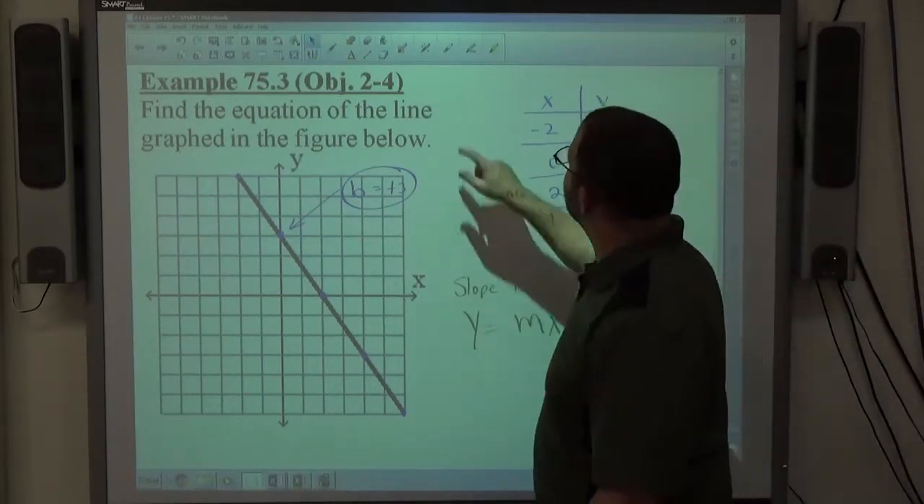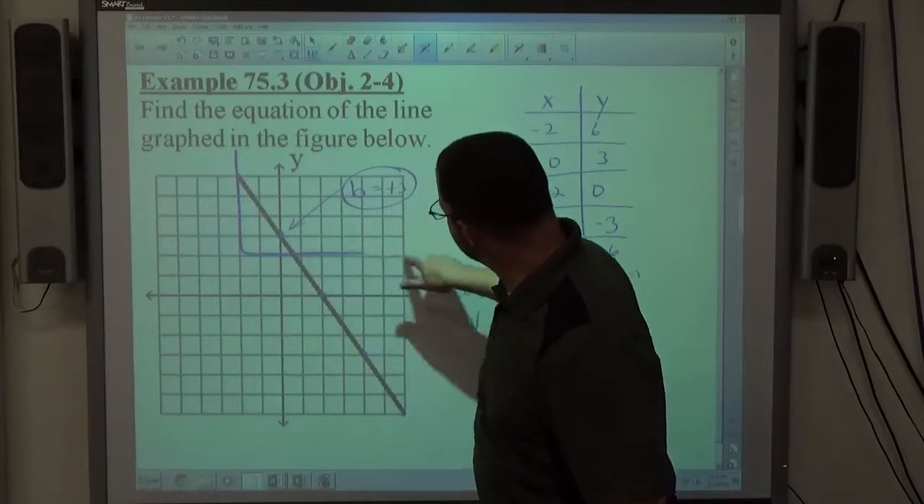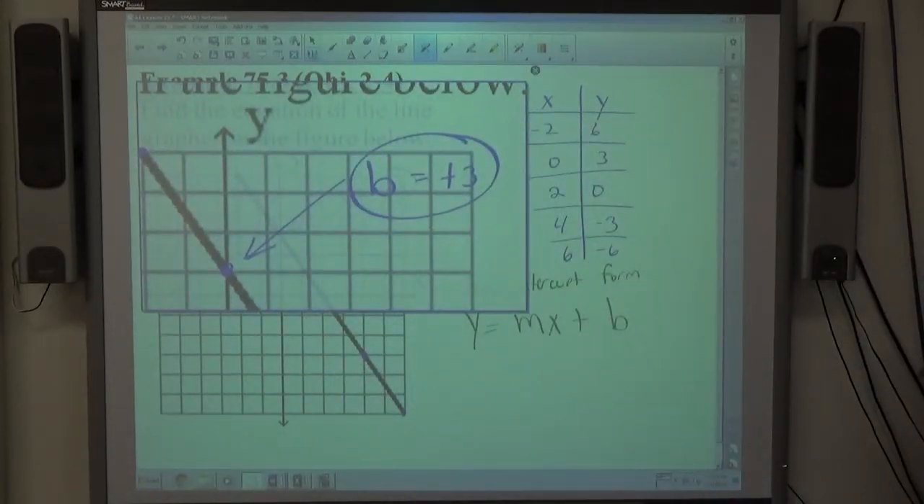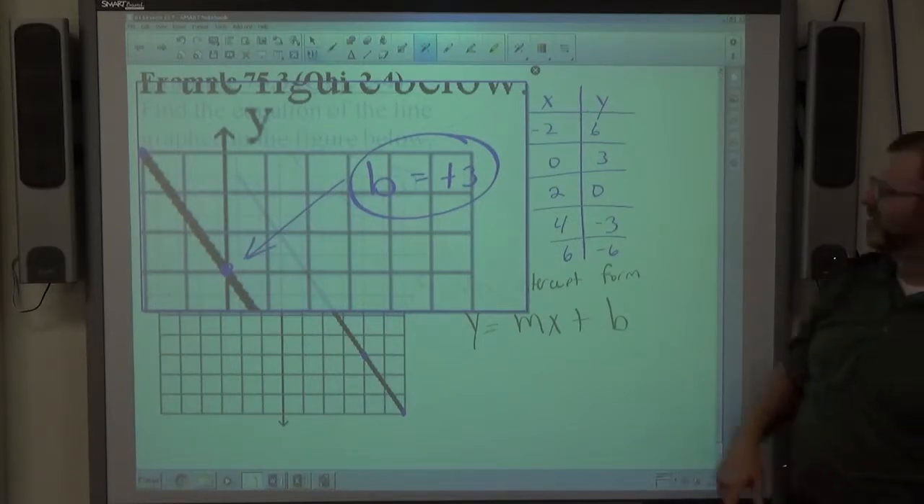For those of us who are having vision problems, make it a little bit bigger. Can you almost see it now? Yep. All right.